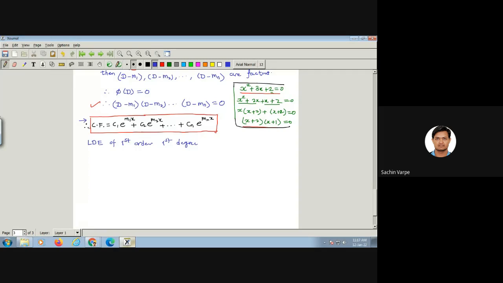Okay, so for the explanation purpose, let us start with the linear differential equation of first order first degree. So that will be something like this, phi of d into y is equal to 0. So its auxiliary equation is phi of d equal to 0. And how many roots will this auxiliary equation have? Only one root, as it is of first order, first degree. Yes or no? So suppose m is the root, then I can write this phi of d in its factored form. How do I write? D minus m is equal to 0. Is it clear?